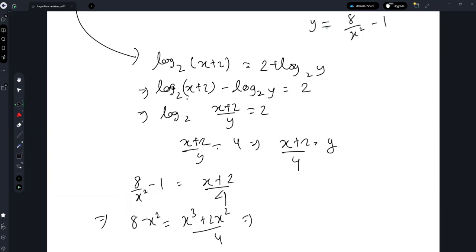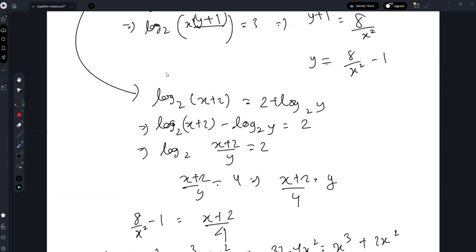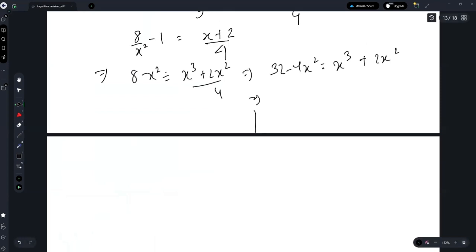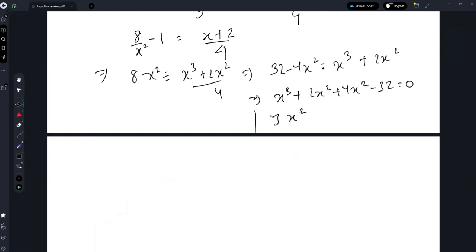So I get 32 minus 4x squared equals x cubed plus 2x squared. Okay, we are good. So I get x cubed plus 2x squared plus 4x squared minus 32 equal to 0. So I get x cubed plus 6x squared minus 32 equal to 0.